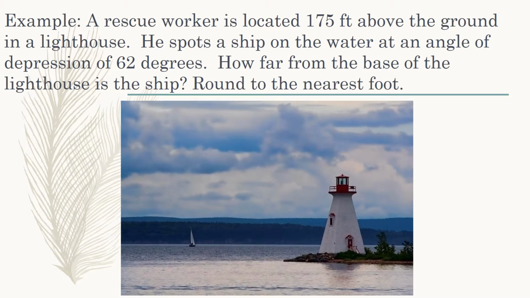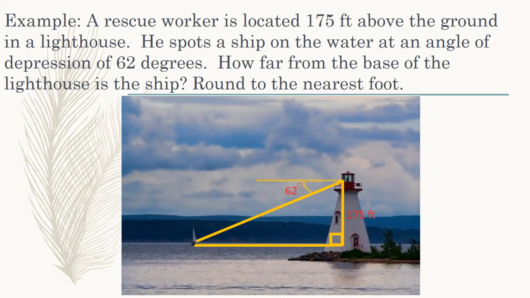In this example, they tell us that a rescue worker is located 175 feet above the ground in a lighthouse. He spots a ship on the water at an angle of depression of 62 degrees. How far from the base of the lighthouse is the ship? Round to the nearest foot. So I'm going to make this pretty picture into math. Here we have our worker on the lighthouse, and there's the ship at an angle of depression. Now notice the worker, if he was standing on the lighthouse looking straight out, that would be his horizontal line, and the angle of depression is below that horizontal line at 62 degrees.